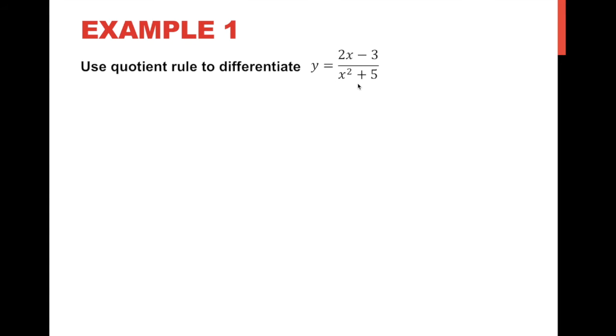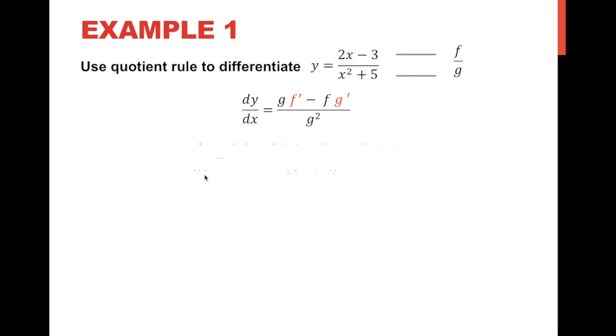Okay? Now let's apply the rule in differentiating the first example, and that is y equals 2x minus 3 all over x squared plus 5. Notice that we have a quotient of two separate functions in which we can consider the numerator as our f and the denominator as our g. So recall our rule wherein the derivative of y with respect to x is equal to low d high minus high d low over low squared, or g f prime minus f g prime over g squared. Take note that it's always the numerator that we differentiate first.